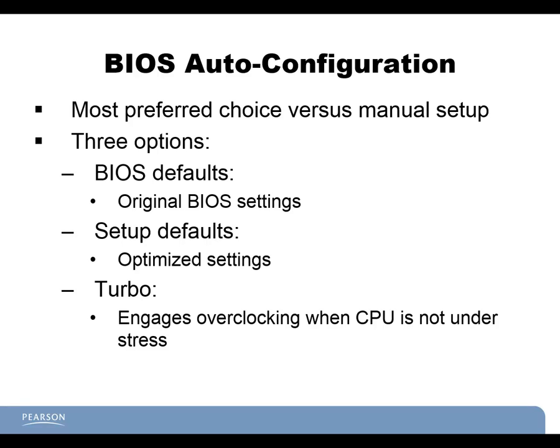BIOS defaults, setup defaults, and then turbo. And these are settings that you can set. Turbo usually will be the fastest. Setup default is what they call the optimized settings for your motherboard or whatever you've bought. And then the BIOS default will set everything back to its original.